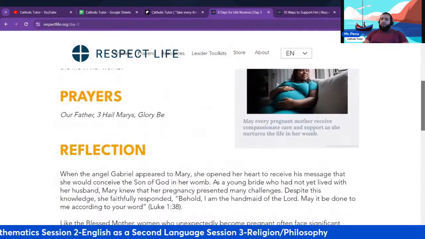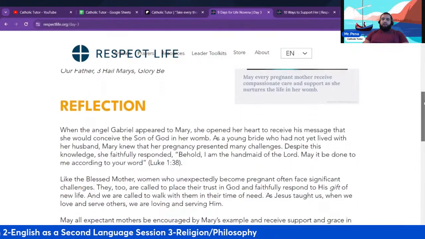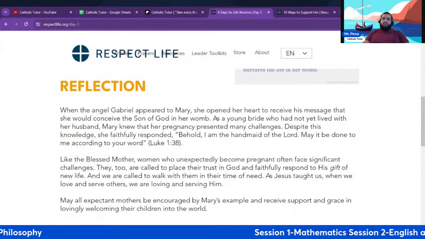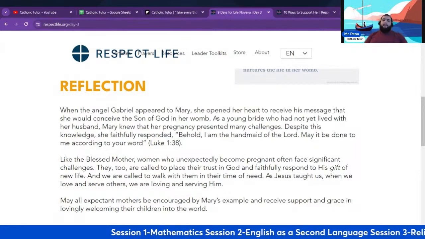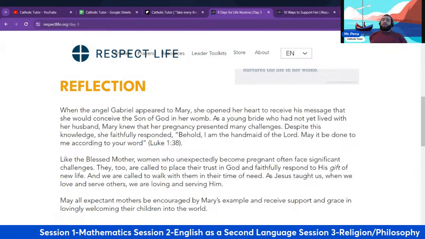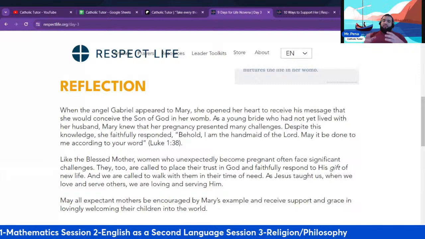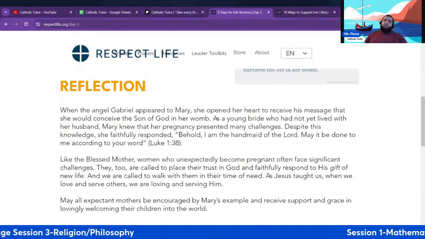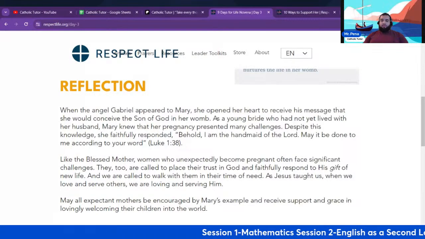Prayers. Our Father, 3 Hail Marys, Glory Be. Reflection. When the angel Gabriel appeared to Mary, she opened her heart to receive his message that she would conceive the Son of God in her womb. As a young bride who had not yet lived with her husband, Mary knew that her pregnancy presented many challenges. Despite this knowledge, she faithfully responded, "Behold, I am the handmaid of the Lord. May it be done according to your word."